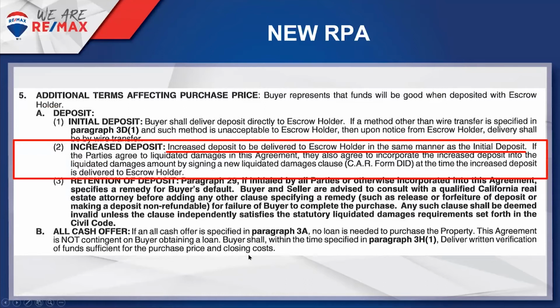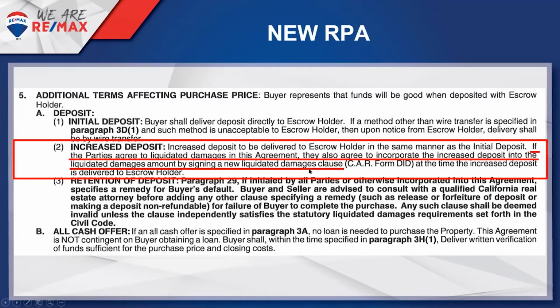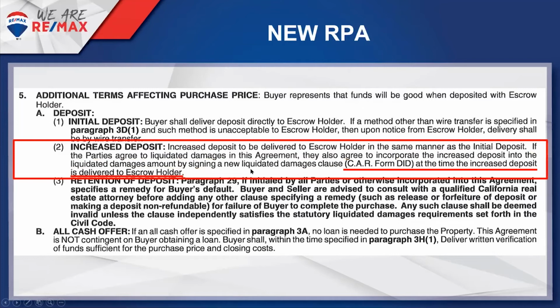Okay, increased deposit. This isn't increasing the deposit as part of that offer. It is increasing the deposit during the escrow. So an increased deposit is delivered to escrow the same way as the initial deposit. And the parties agree to execute a DID if they're going to add the increased deposit to the liquidated damages. And so the form DID is executed at the time the increased deposit is delivered to escrow.